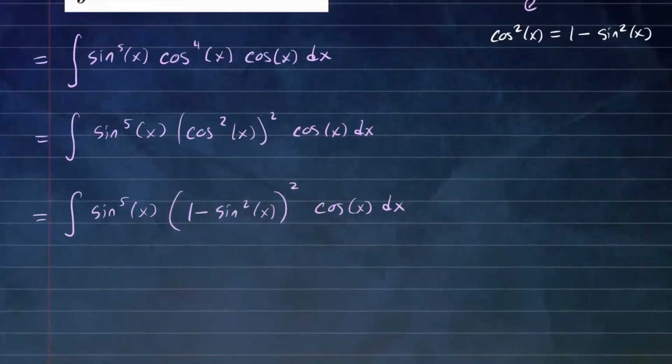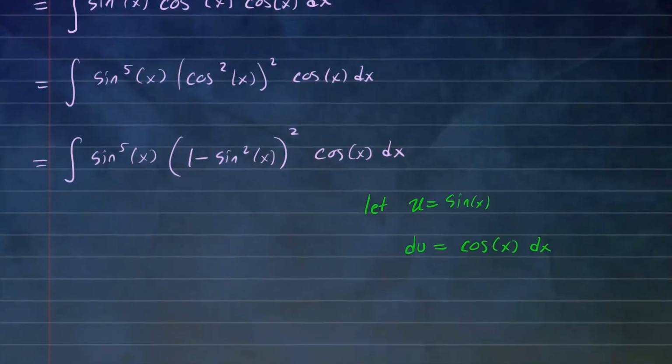Now we can start using u-substitution. We're going to let u be sine x. So everywhere you see sine, you replace it with u. So this will be u, and this will be u. And we know that the derivative of u would be cosine of x dx. And that's why we save this. This is our du.